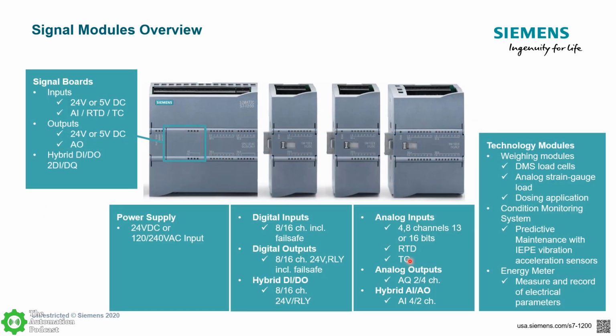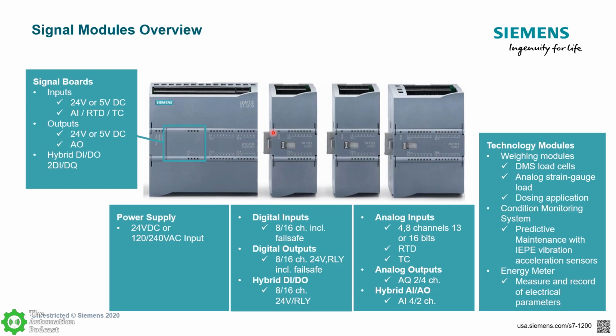So this is kind of busy, but I just wanted to give an overview on the signal modules that are available with the 1200. As I mentioned, on the front, you can expand using a signal board. With that, you can add 24 volt or 5 volt DC digital inputs, analog inputs, or stuff for measuring temperature, digital outputs, 24 or 5 volt DC, analog outputs, or even a combo signal board.